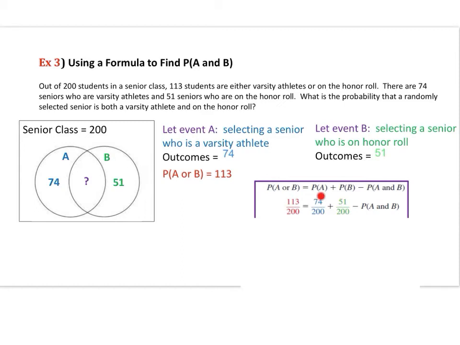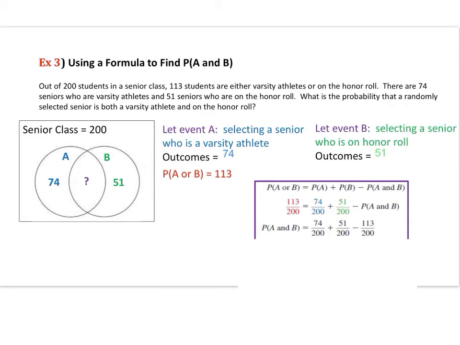So probability A is 74 out of 200. Probability B is 51 out of 200. What we don't know is how many are in this overlap, A and B. This is our question mark. So do our combining. We end up adding this probability of A and B to this side, and then the 113 over 200 got subtracted to the other side. So we're just flipping sides and following our order of operations.